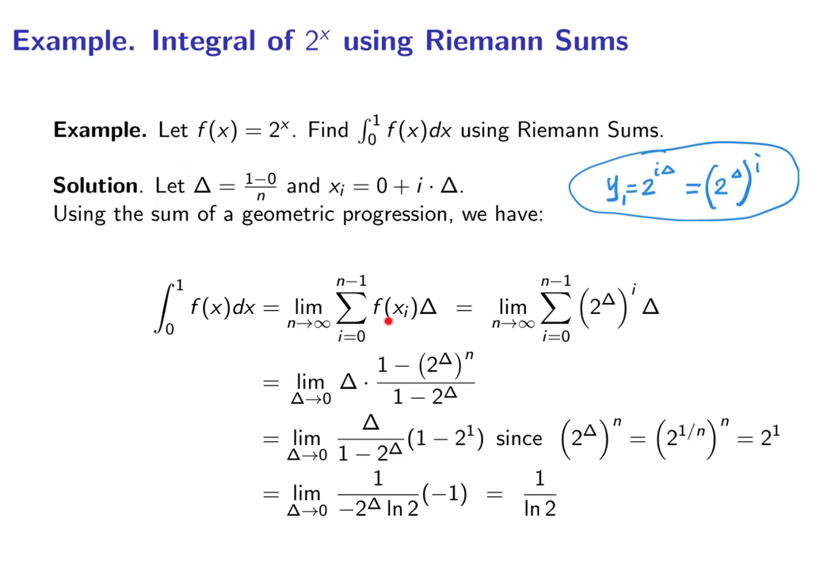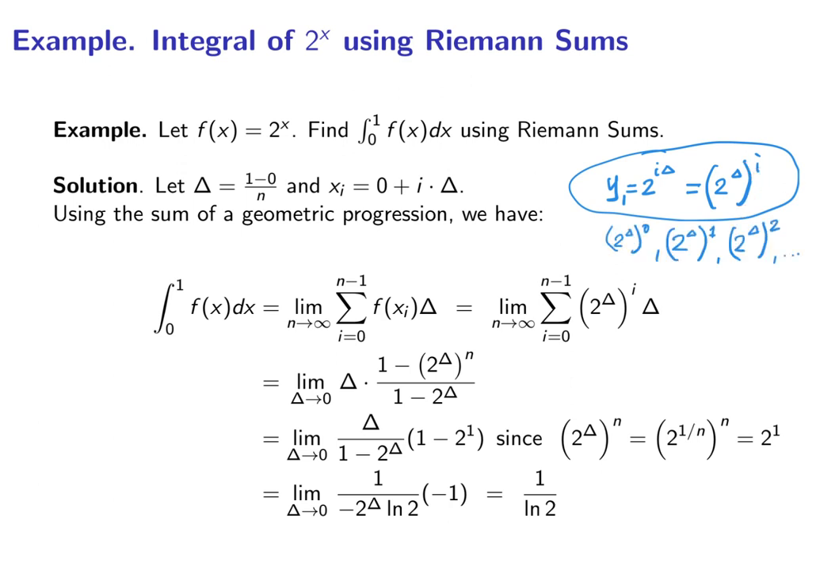Now, what is f of xi? So our xi is simply i times delta. We plug it into the function 2 to the x, so we replace x with i times delta. So we have 2 raised to i times delta. Now let's recall that when we have a power of a product, it's the same as 2 raised to the delta and all that raised to the i.